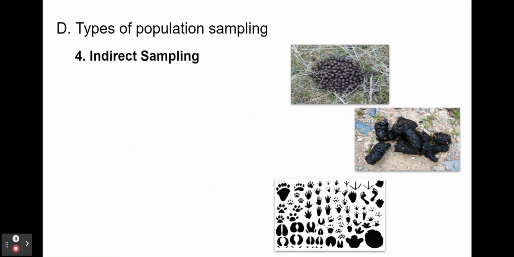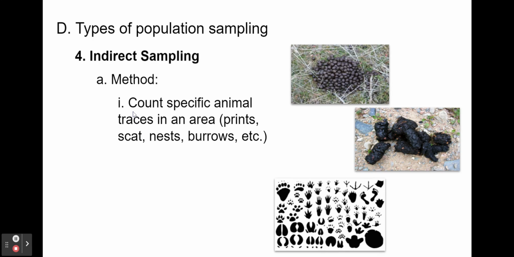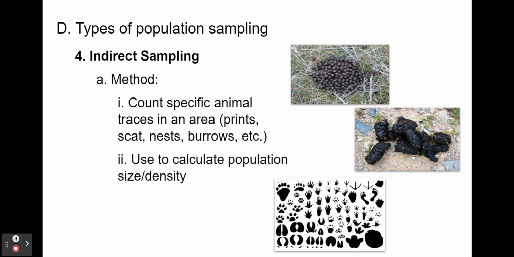And our final sampling type is number 4, indirect sampling. Here's the method. Number 1, we count specific animal traces in an area, like their prints or their scat, that means poop, or their nests or their burrows, any traces that they leave. And number 2, we use that to calculate population size and population density.